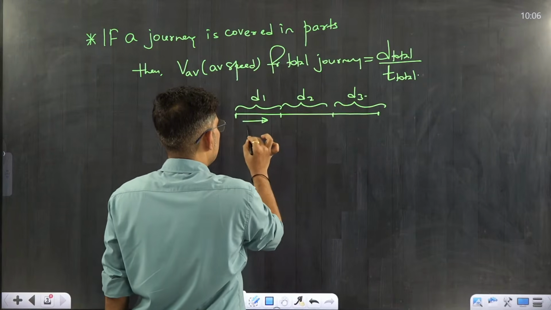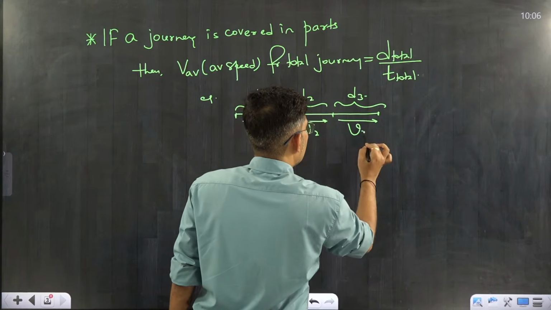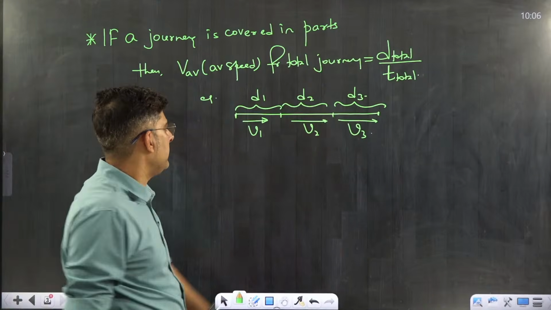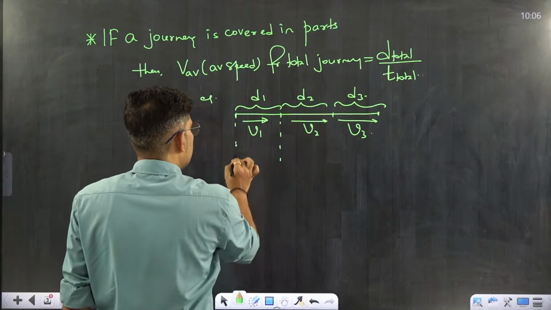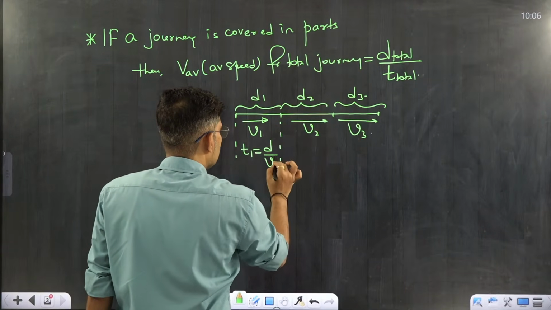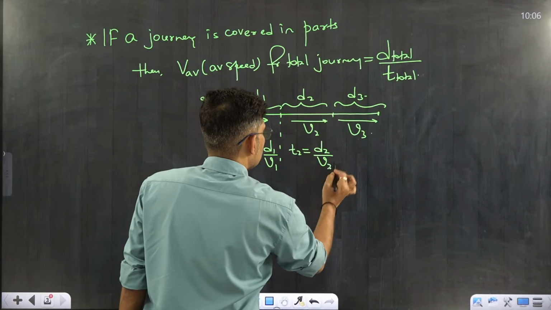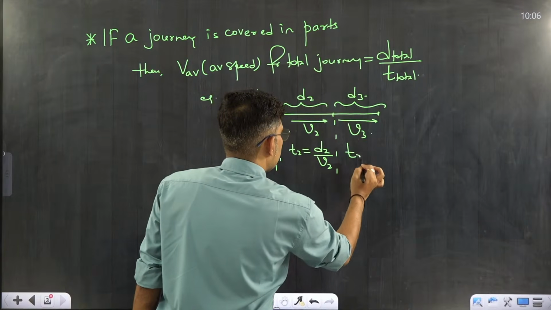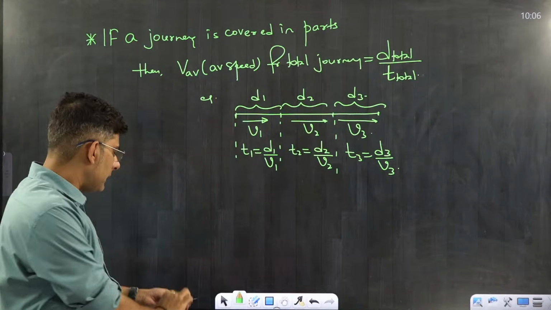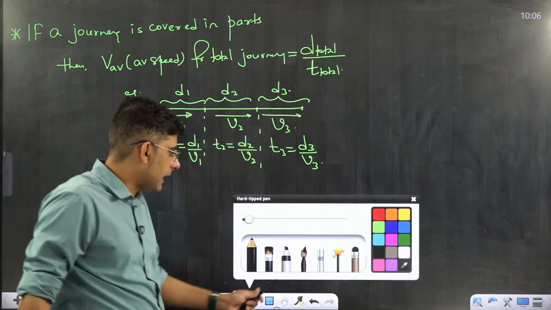You have covered this with speeds V1, V2 and V3. So for each part, I can write the time. Time can be written as d by v. This time can be written as d by v. This also will be written as d by v. So if we write it in this form, distance by speed, we are getting the 3 times.